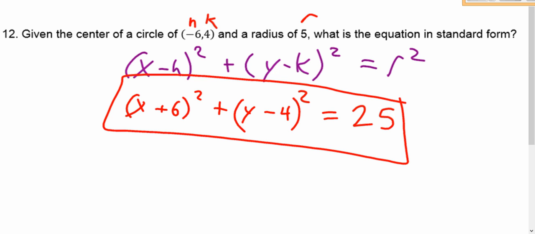If they give you the graph, rather than giving it to you written out in words, you're doing the exact same thing. You're just going to look in the graph for where's the center, and then count the radius, and plug it all in the same exact way.